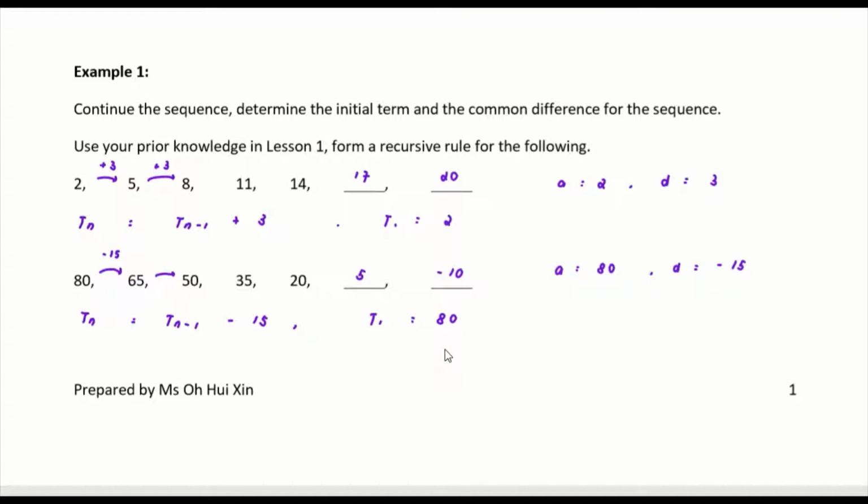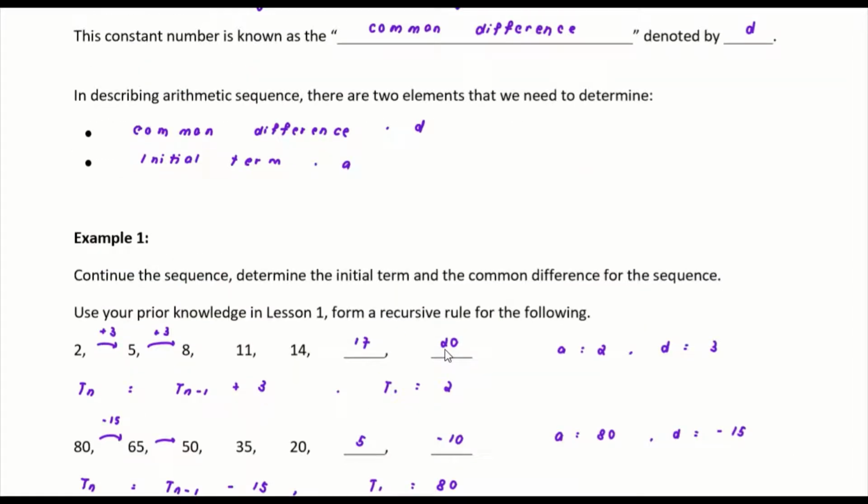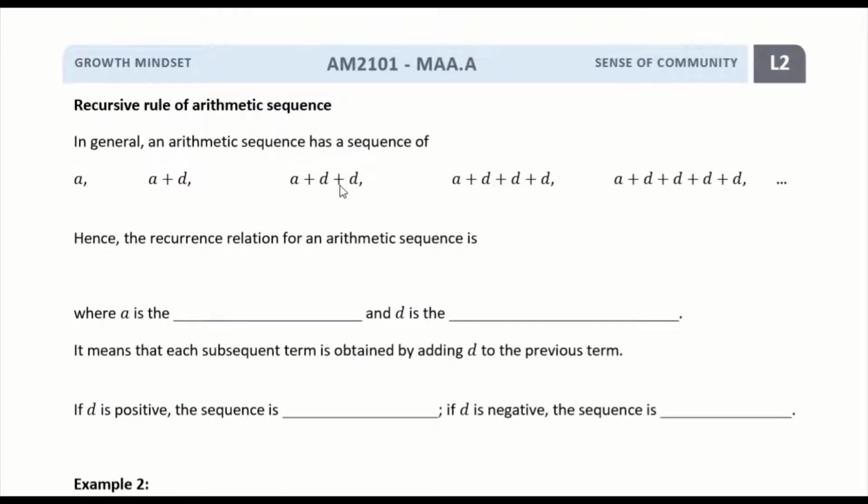Okay, now let's move on to the next part of the notes. You will realize that an arithmetic sequence has a general pattern. How you get the next term is by adding a common difference to the previous term. We start with an initial term, which is A, then you add a common difference. When you reach the third term, from the second term you add another D, and so on for the rest of the terms.